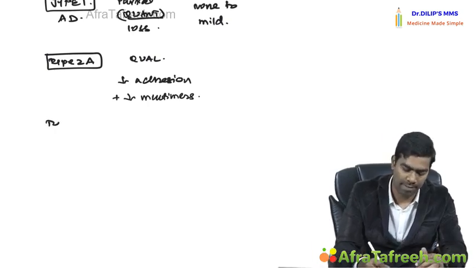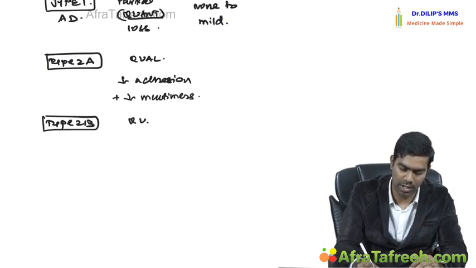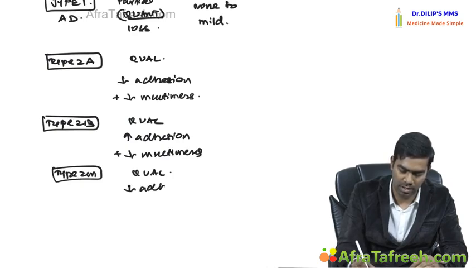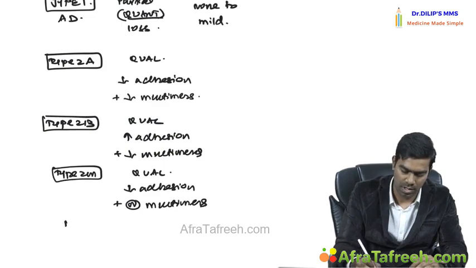We shall see that. And you have type 2B defects. Type 2B defects, as I told you, again it's a qualitative defect. It's increased adhesion with GP1B. At the same time, they will have reduced multimer formation. So this is again a qualitative defect. Type 2M, again I told you it's a qualitative defect. And here you are going to have reduced platelet adhesion, but you will have normal multimer formation.